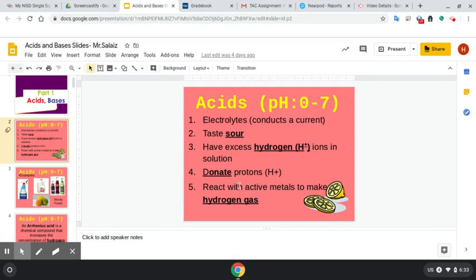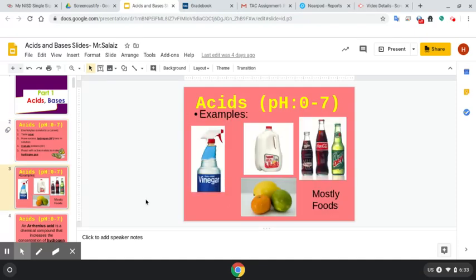They react with metals to make hydrogen gas. We've done this before, with hydrochloric acid mixed with zinc. It created bubbles, it created gas, it created heat on the bottom of that test tube, and then we captured that gas and you made it pop with fire. So that's what it means that acids can react with metals to create hydrogen gas.